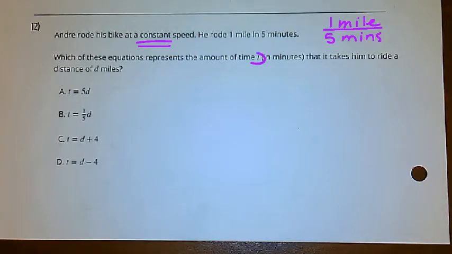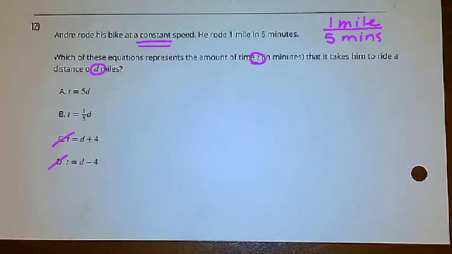All right, so T and D, those are our variables. Okay, now the first thing I'm going to do is I'm going to cross off C and D because we haven't done any proportional relationships that look like this, and the reason why is because a proportional relationship is never going to have an addition or subtraction sign in the equation. Okay? Now the next thing, this is meant to trick you. All right, and I'll explain why. So this shows right here that for 1 mile, it takes 5 minutes.